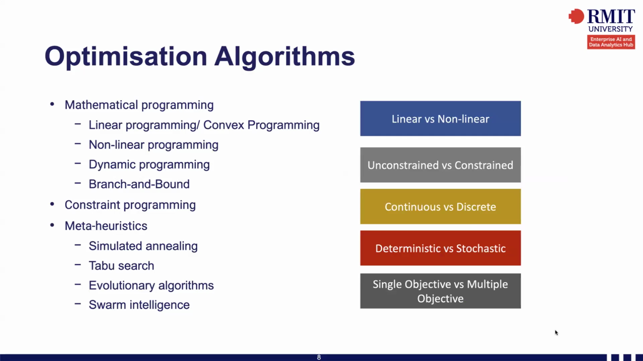As I mentioned, there are many optimization algorithms, ranging from mathematical programming and constraint programming to meta-heuristics, depending on what we like, and also depending on the problems. Then we pick one of them, or sometimes we can look at a combination of those algorithms and try to find the best way to leverage them to find a good solution in limited running time.